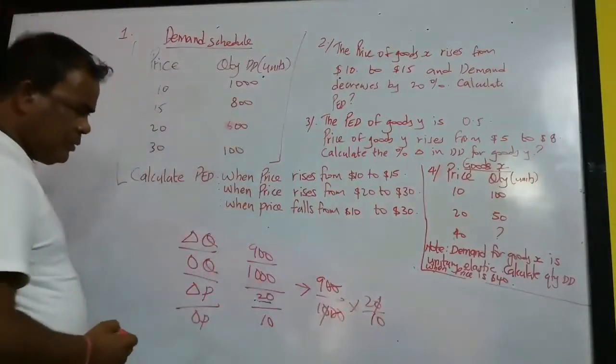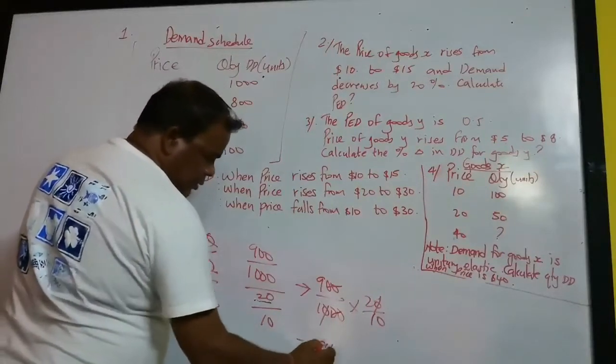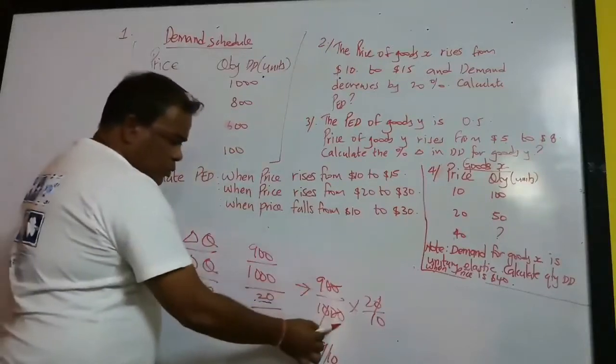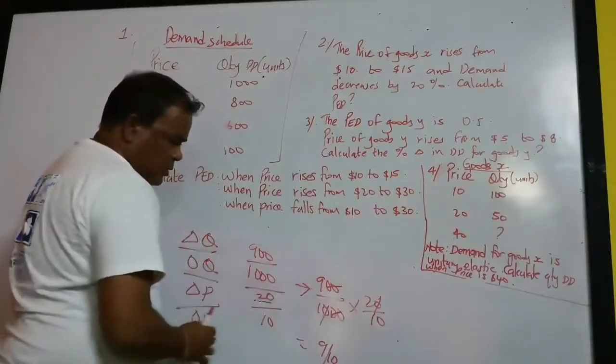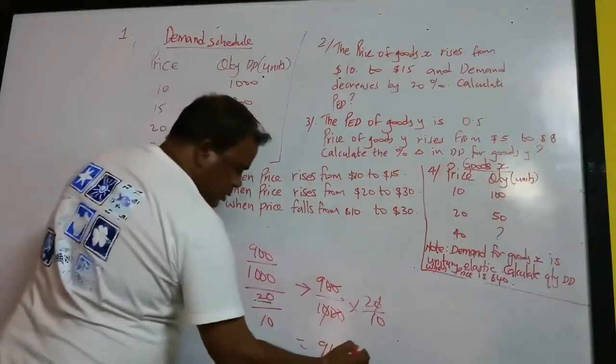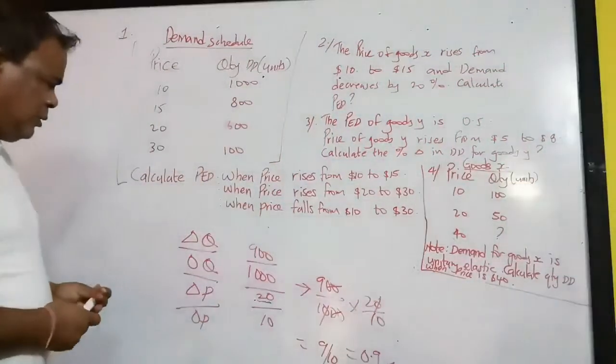Then we get 9 over... cancel the zeros, cancel the zeros, 10 goes into 90 nine times, so that gives us 0.9. This is mathematics, we can do it.